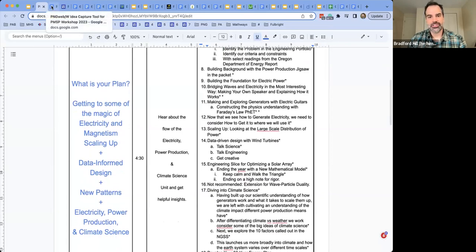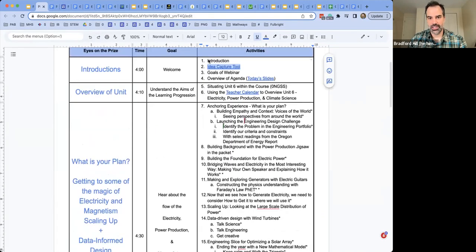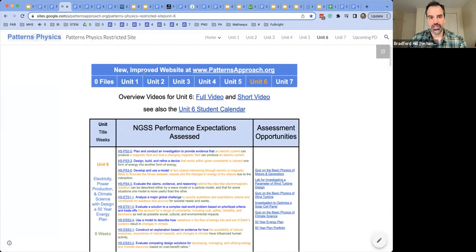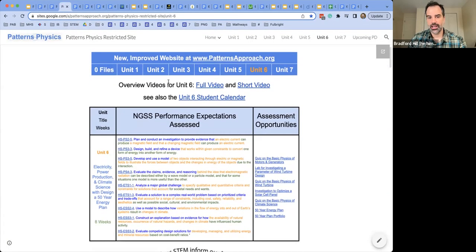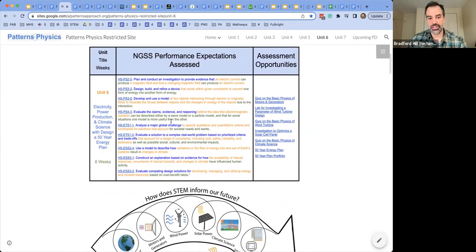The first thing to show before we dive in is the idea capture tool, which I did show, and I just want to encourage you, if you have resources to share or questions, please put them in. Today's slides are right there, and then the teacher calendar. So here it is on the website. There is another overview, a full video, a short video, and a student calendar. Here are all of those performance expectations.